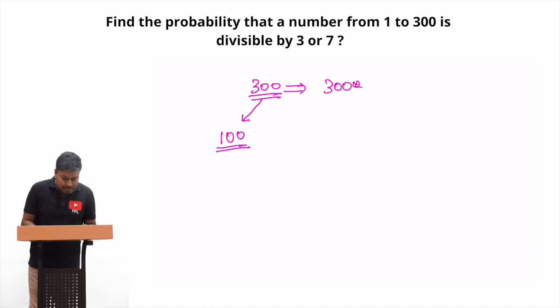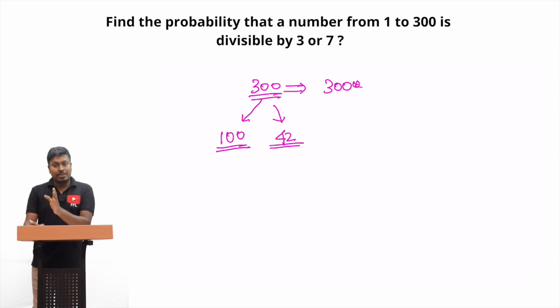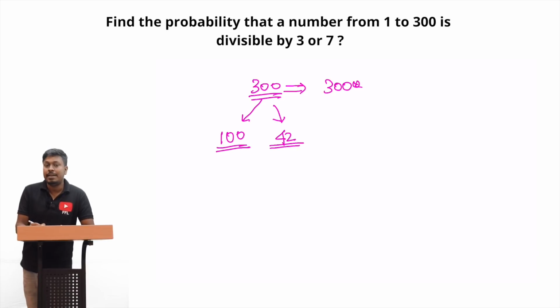Similarly we need to find how many numbers are divisible by 7. So again 300 by 7, which will be 42 point something. So we can say that it will be 42. Yes or no? So 42 numbers between 1 to 300 will be divisible by 7, and 100 numbers between 1 to 300 will be divisible by 3. Now when you add both the numbers, the result will be 142.